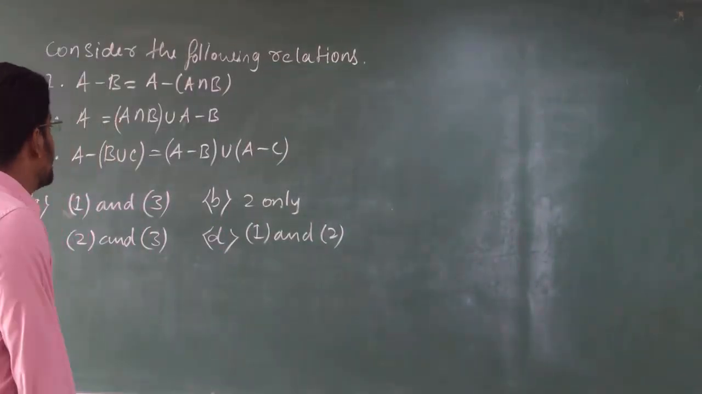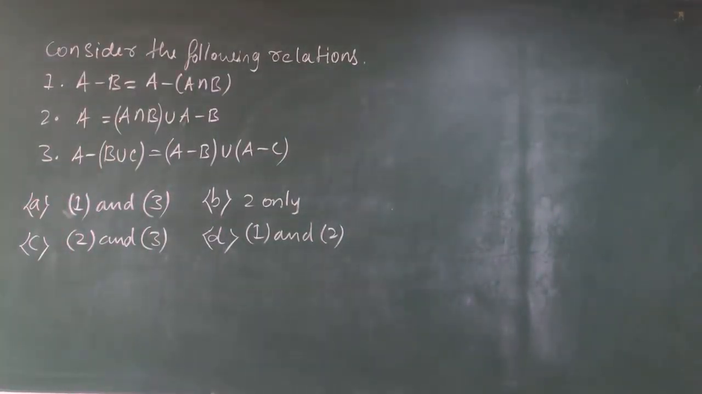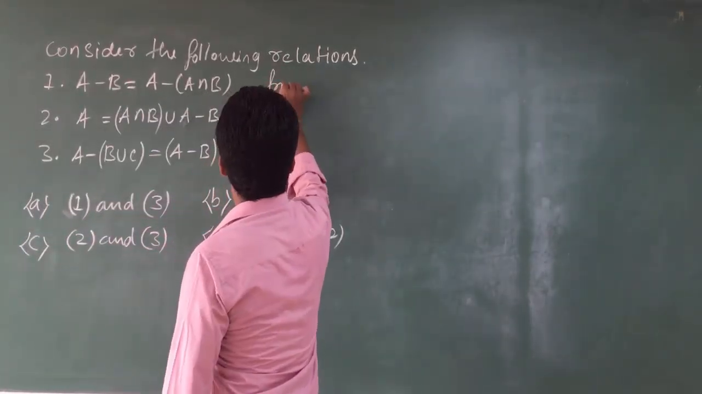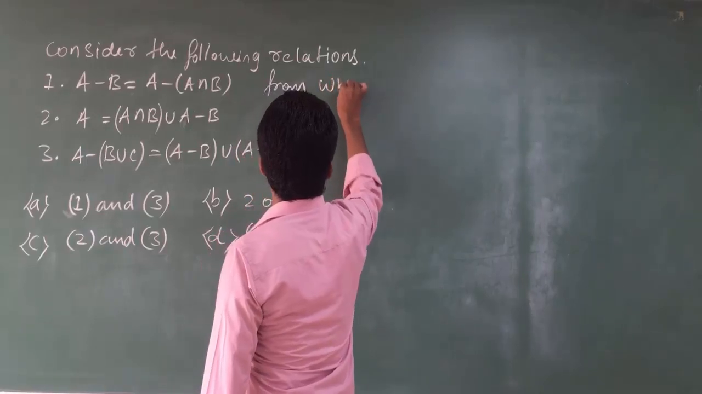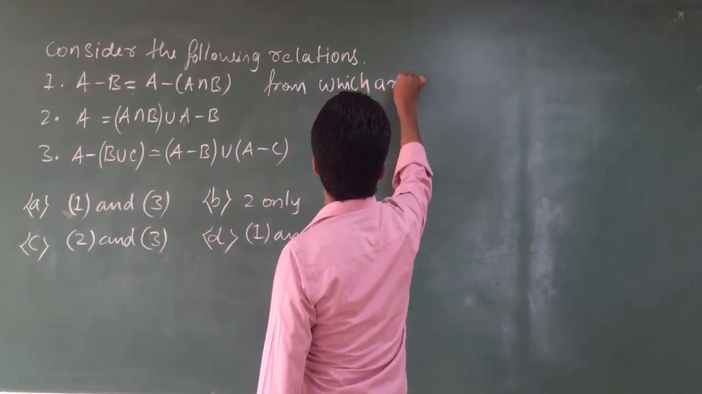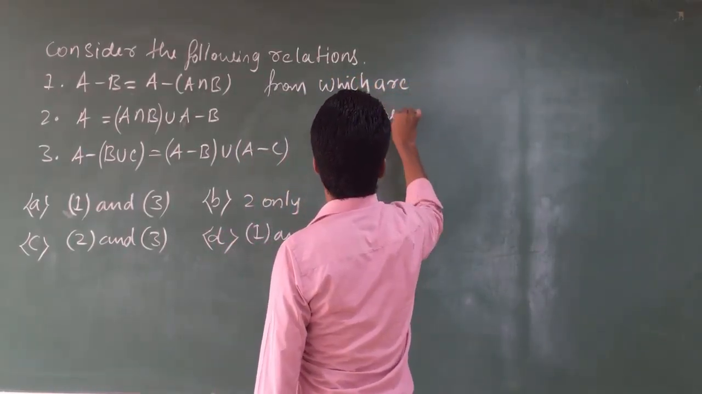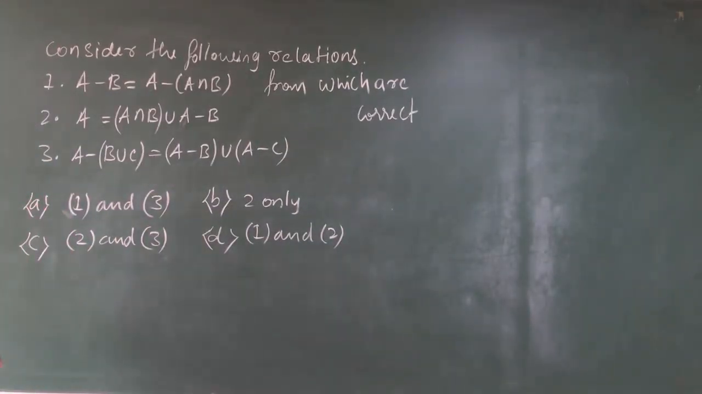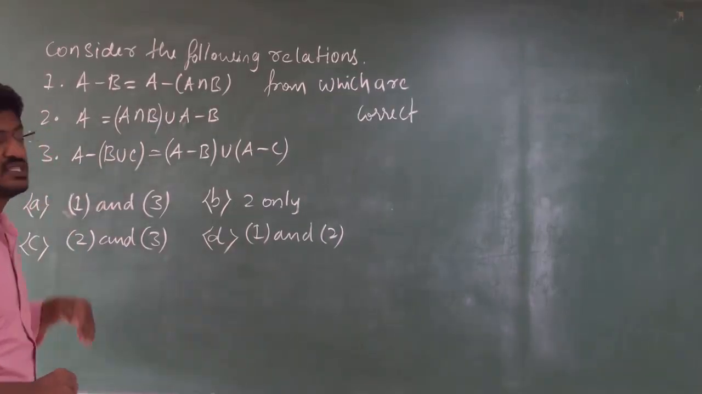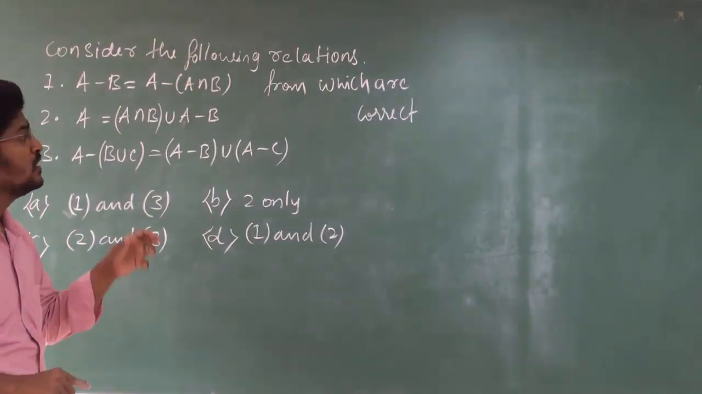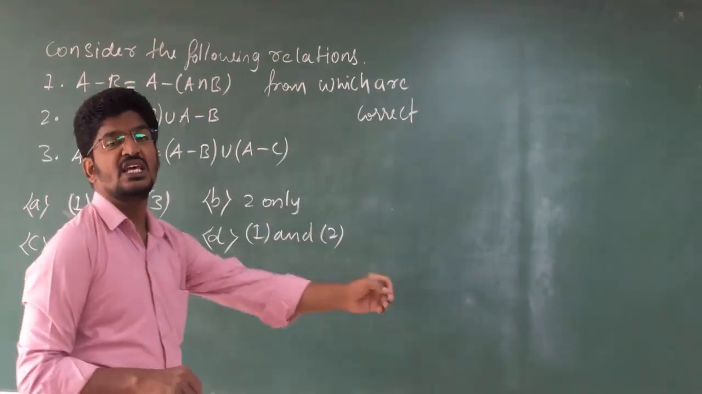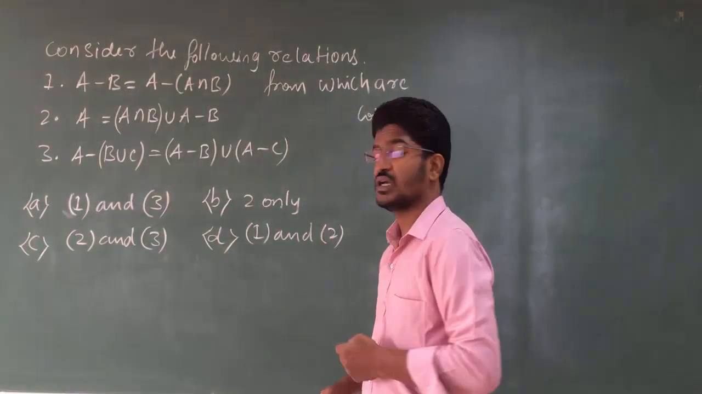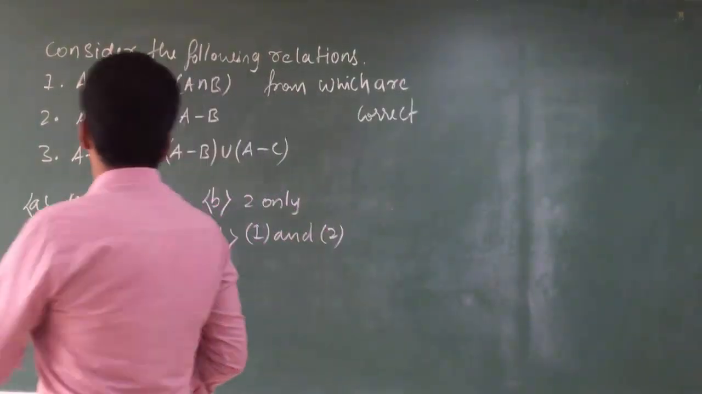relations and you have to say which of the following is correct. Consider the following relations, which are correct. Clear? Okay. So you have to take the correct ones. Clear? That means they have given 3 statements. In those 3 statements, which of these are correct, that you have to answer. Clear? Okay.